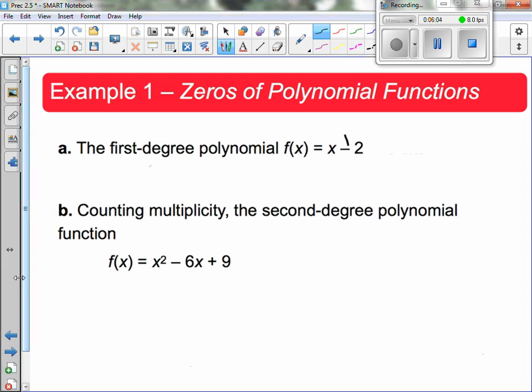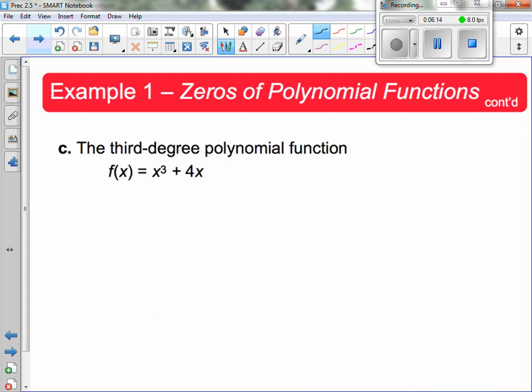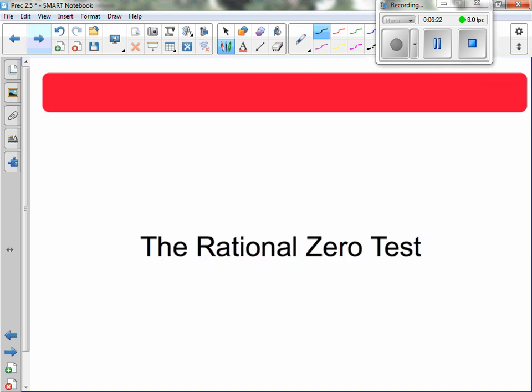By counting multiplicity, the second degree polynomial function, this here, we have x squared minus 6x plus 9. And this here would be a third degree because the degree is 3. And that's it, because we're just looking at the degree. That's how many they have.